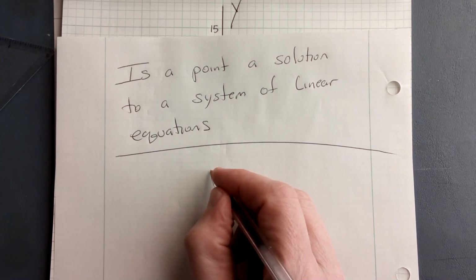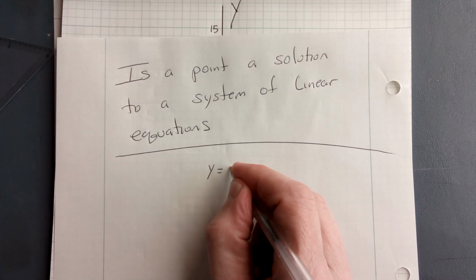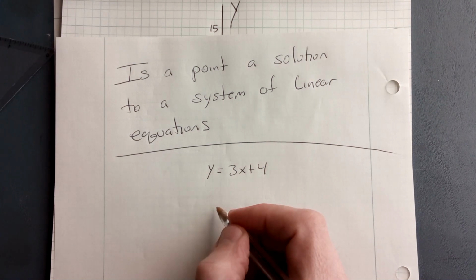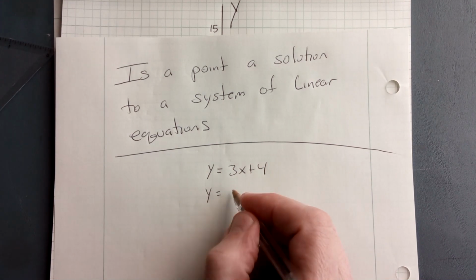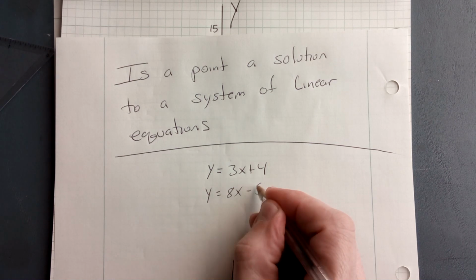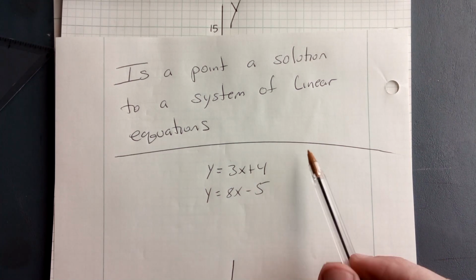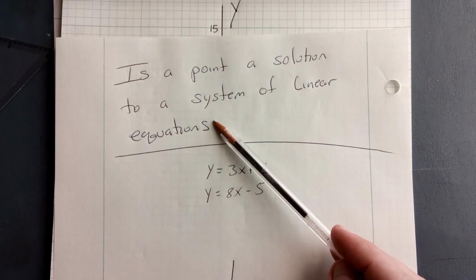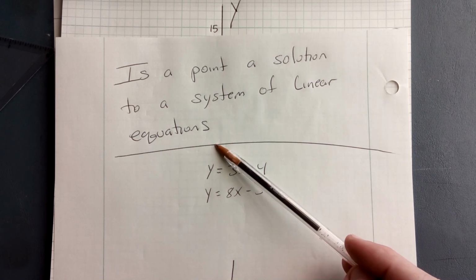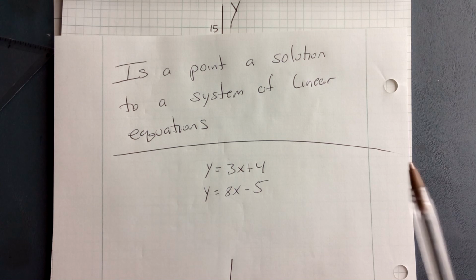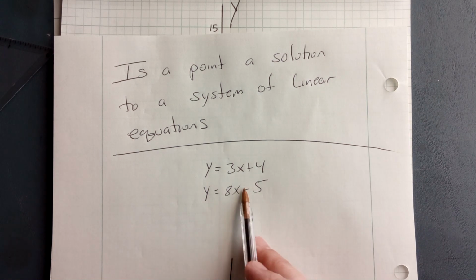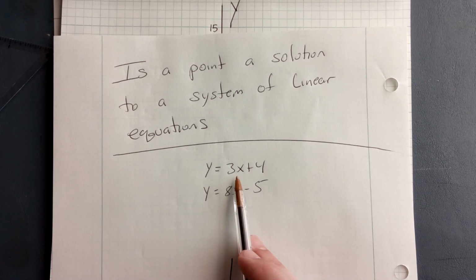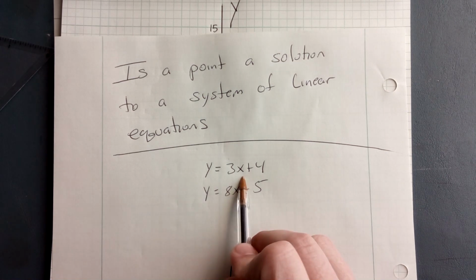So like one linear equation might be y equals 3x plus 4. And another linear equation might be y equals 8x minus 5. In order to answer the question, is a point a solution to this system? First of all, we need to know what we mean by a point. Now remember, linear equations have more than one ordered pair that makes them true. And that's what we're looking for, ordered pairs.